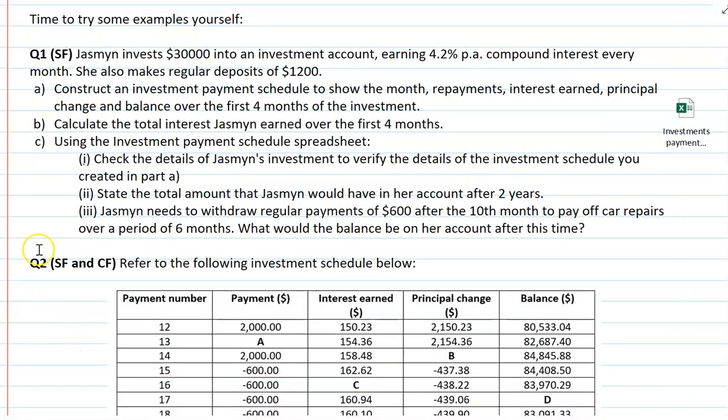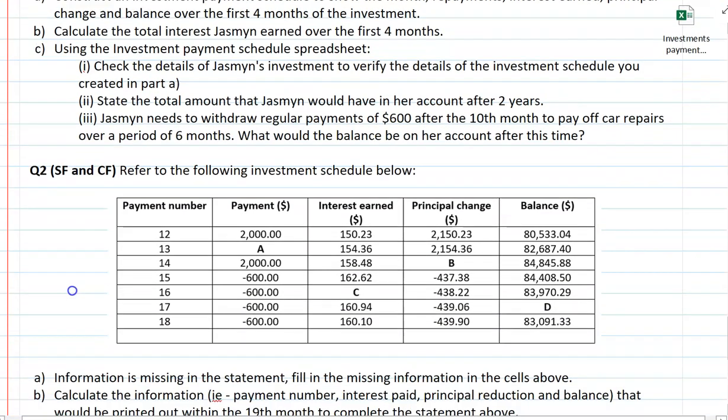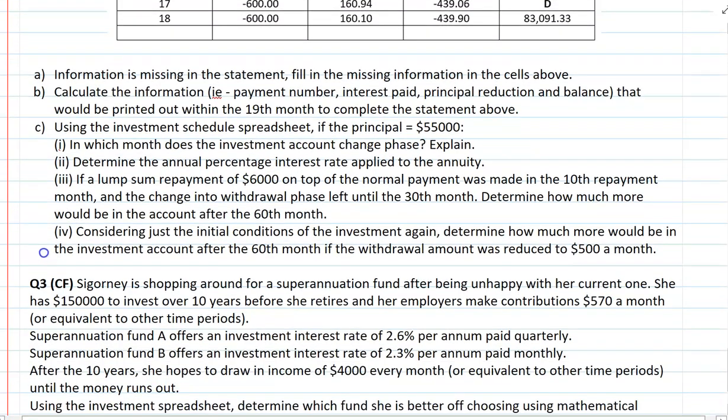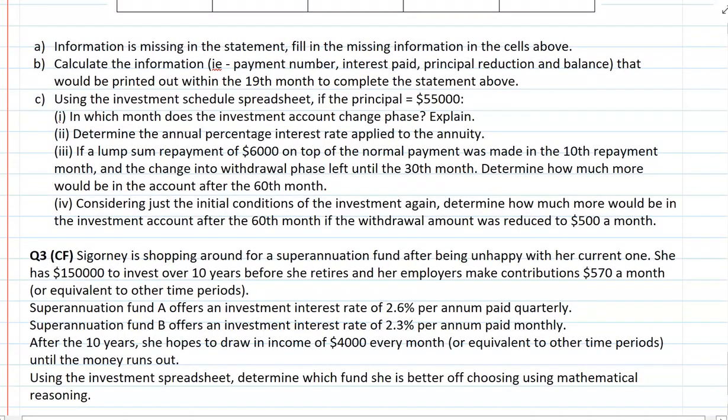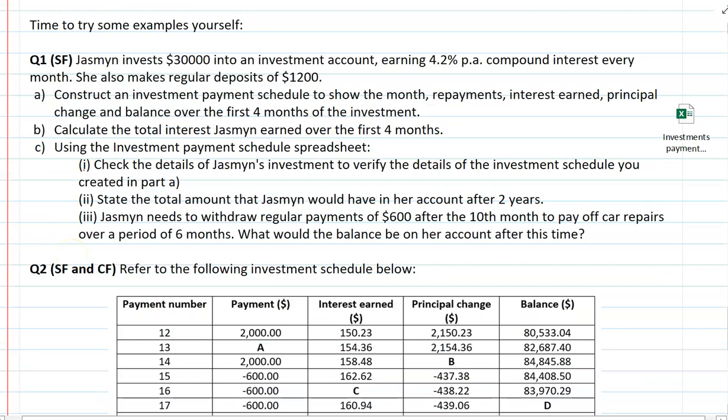Okay, I would like you to try some examples for yourself now. I've put 3 example questions there for you to try. So have a look through them, read the information in them very carefully. I'd like you to, where you can, make sure you're practicing doing these calculations by hand, unless the question says to use the spreadsheet. This should take you probably about half an hour to 40 minutes to do these 3 questions. So press pause, have a go at the 3 questions.